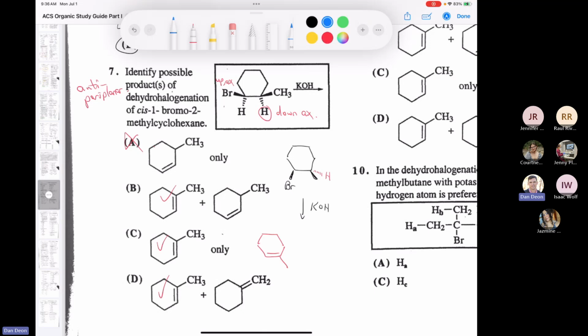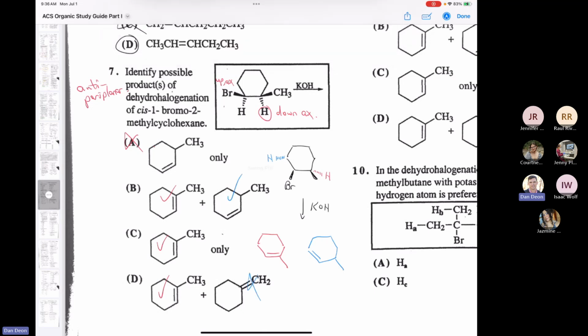Now, as far as the other beta carbon, there's also a hydrogen going down here. So if the bromine is up and axial, this would be down and axial. And so you could abstract a proton there as well. And so that would give you this compound, where now the methyl group technically would be pointing up, but they haven't put any stereocenters in here. So we'll just draw it like that. So that means we would get both of these compounds, this one and this one.